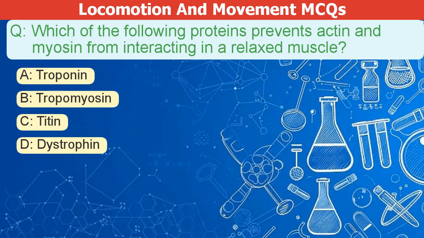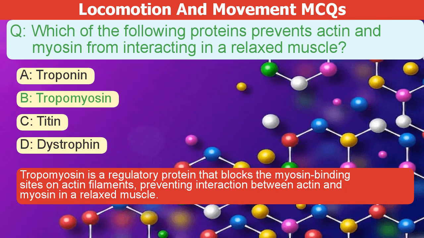Which of the following proteins prevents actin and myosin from interacting in a relaxed muscle? A. Troponin. B. Tropomyosin. C. Titin. D. Dystrophin. The correct answer is B. Tropomyosin is a regulatory protein that blocks the myosin binding sites on actin filaments, preventing interaction between actin and myosin in a relaxed muscle.